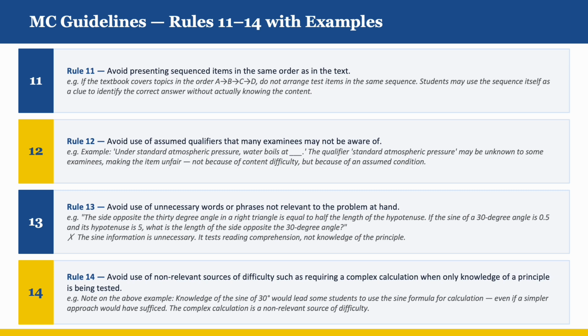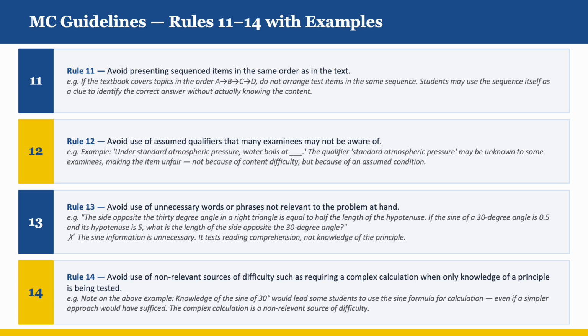Okay, rule number 11: Don't present items in the same sequence as they appear in the textbook. So if your test follows the exact order of the chapters, test-wise students can use the sequence as a clue. They'll think the last answer was about topic A, so this must be about topic B, which comes next. So shuffle your answers.